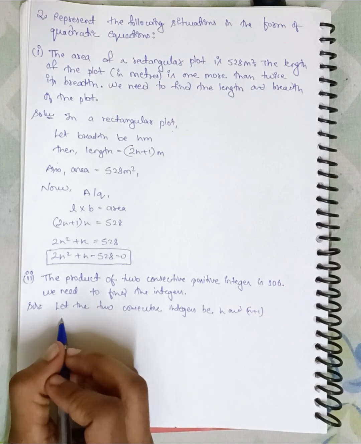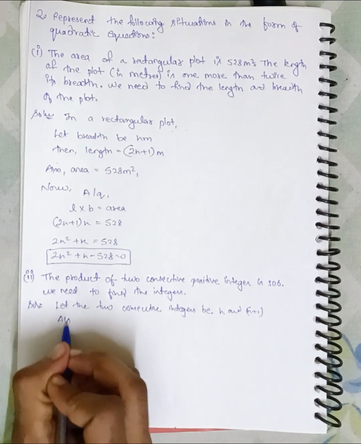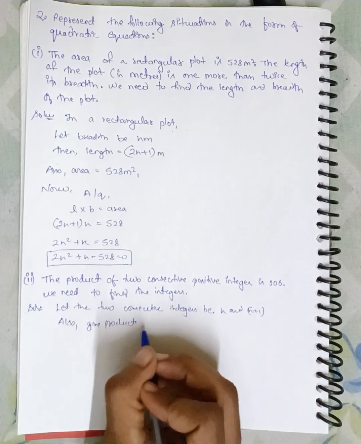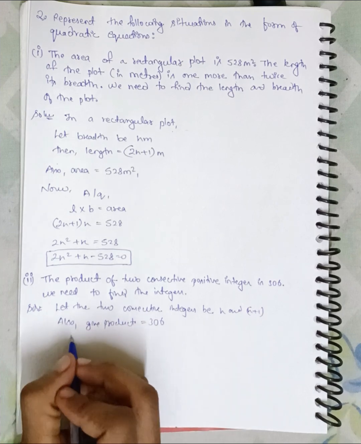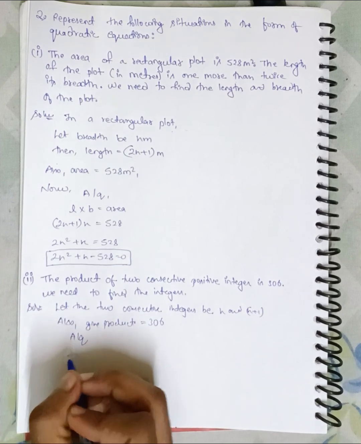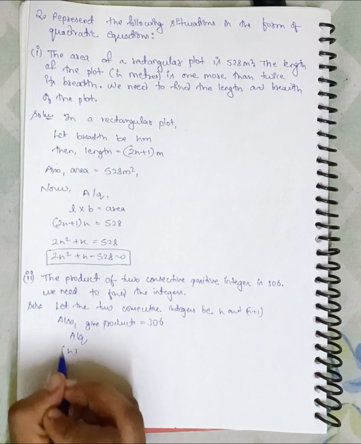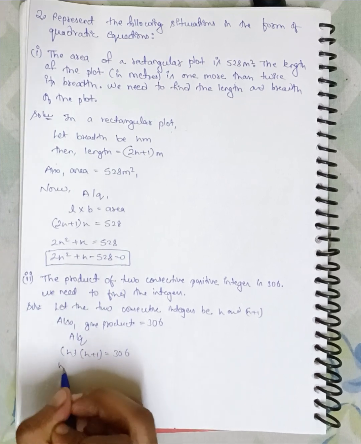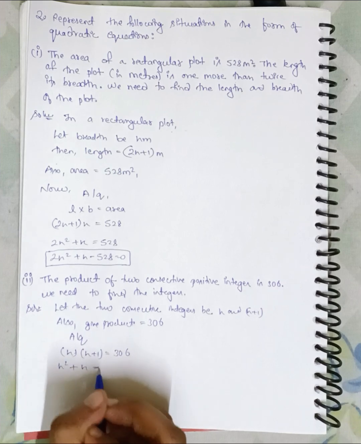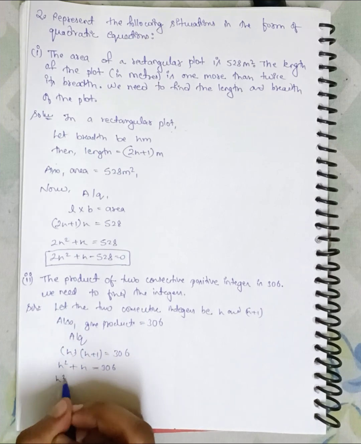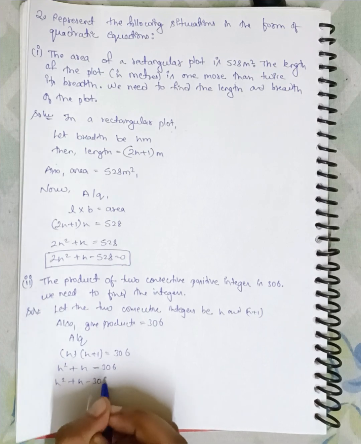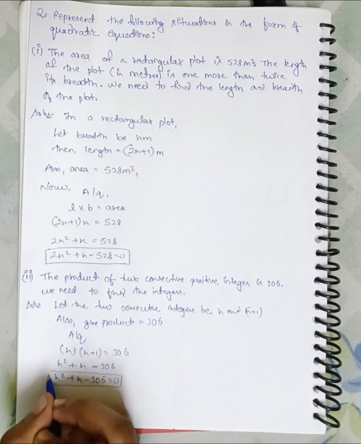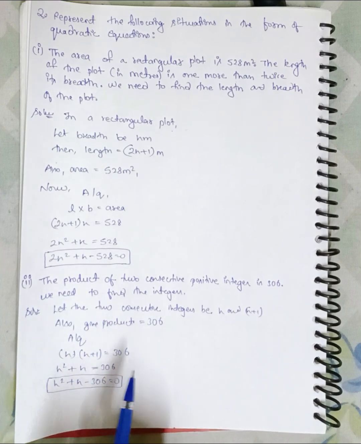Now we are given that the product is equal to 306. Now you can write according to the question, x and x plus 1 is equal to 306. x square plus x is equal to 306. x square plus x minus 306 is equal to 0. So this is the required quadratic equation for finding the integers.